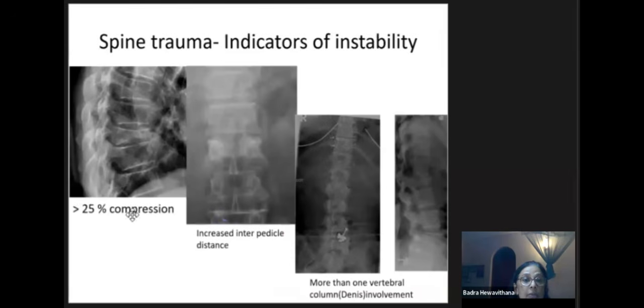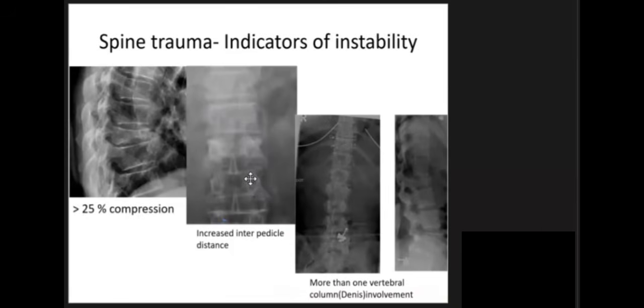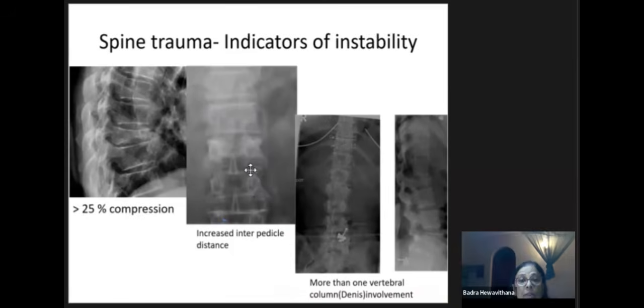Then the indicators of instability, I told you before: more than 25% compression of the vertebral body, and increased interpedicular distance. Usually the interpedicular distance increases one level at a time, in 2 millimeter increments. But here you don't appreciate much, though you see some increased density in this vertebral body. Otherwise, you think this is a normal looking vertebra, isn't it?